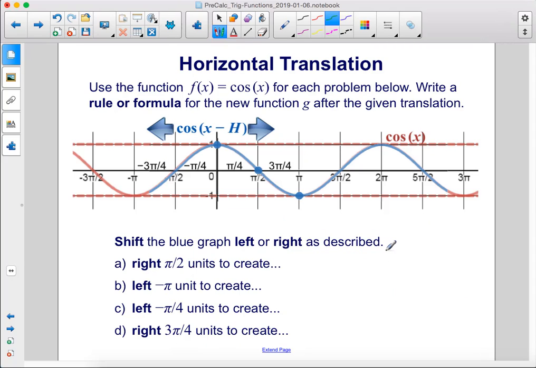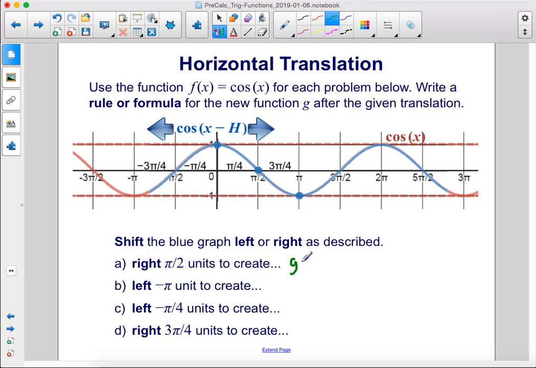Use the function f of x equals cosine x for each problem below. Write a rule or formula for the new function g after the given translation. Shift the blue graph left or right as described. Right pi over 2 units to create. Alright, so we move it to the right, pi over 2 units.